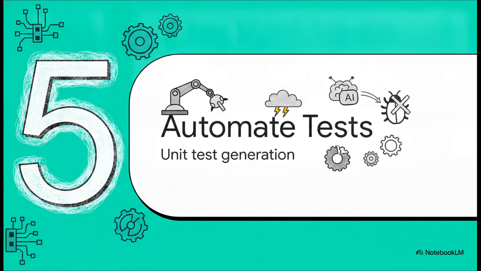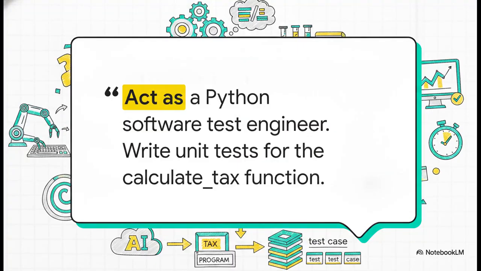Okay, moving on to our final level. Section 5, automating tedious unit tests. Let's be honest, writing unit tests is arguably one of the most universally disliked tasks in a developer's workflow, right? It's absolutely crucial, sure, but it is incredibly tedious. But check this out. By using this prompt, act as a Python software test engineer, and feeding the AI that tax estimator program we translated earlier, we are effectively delegating the entire process of creating edge case tests. This simple act of delegation can save you countless hours of mind-numbing work.